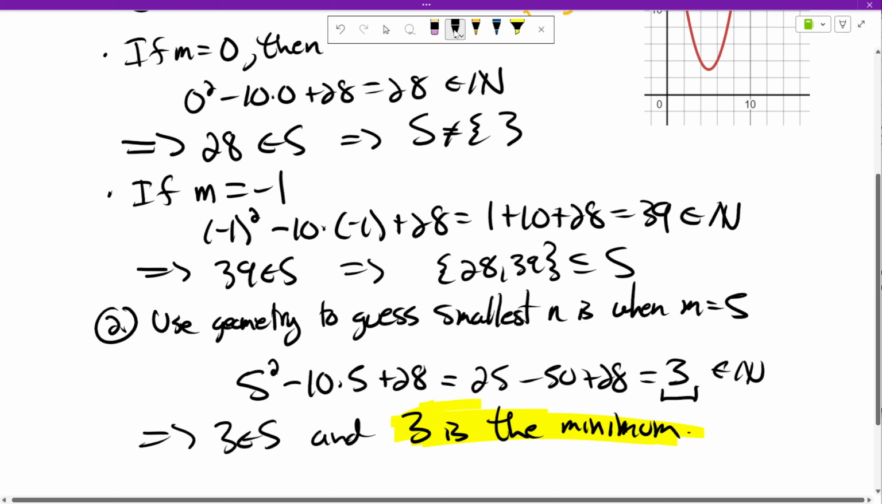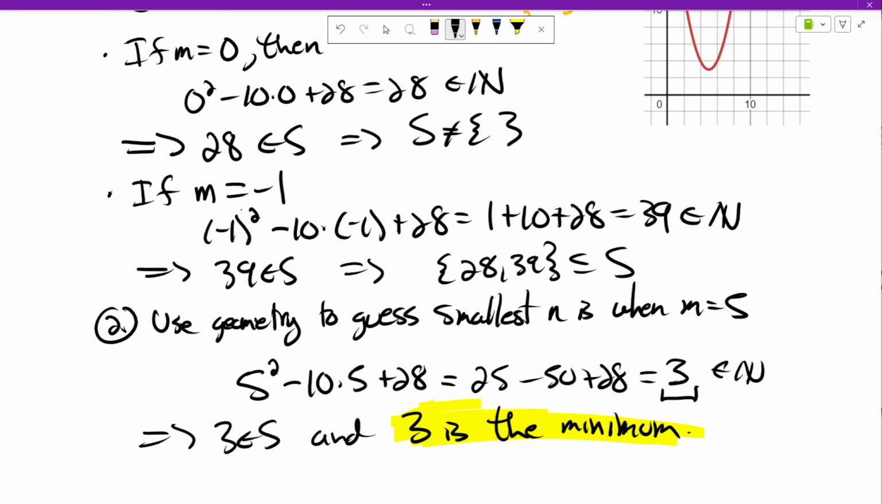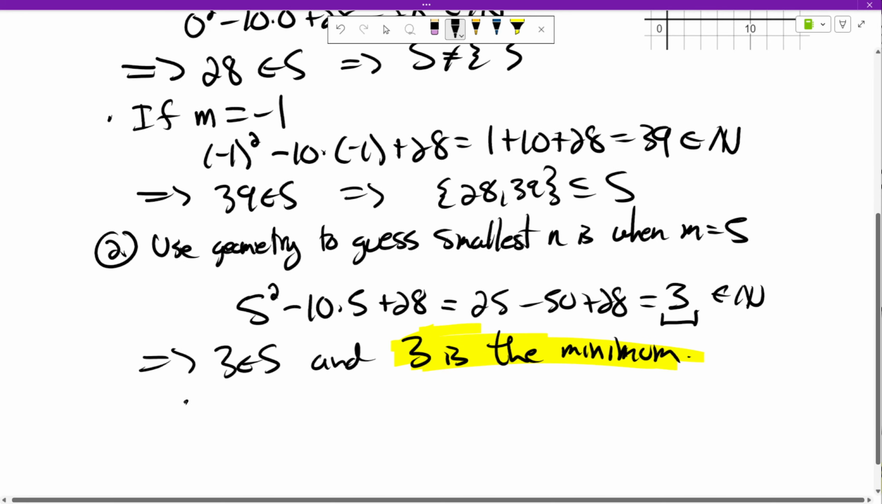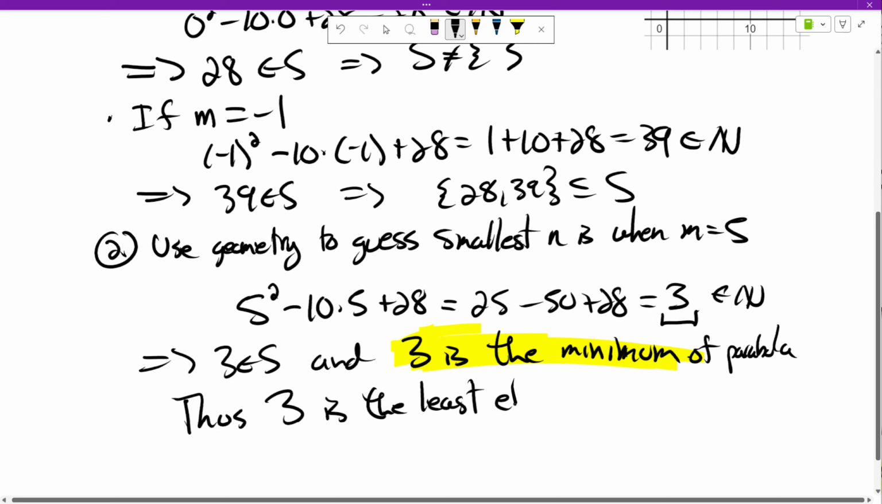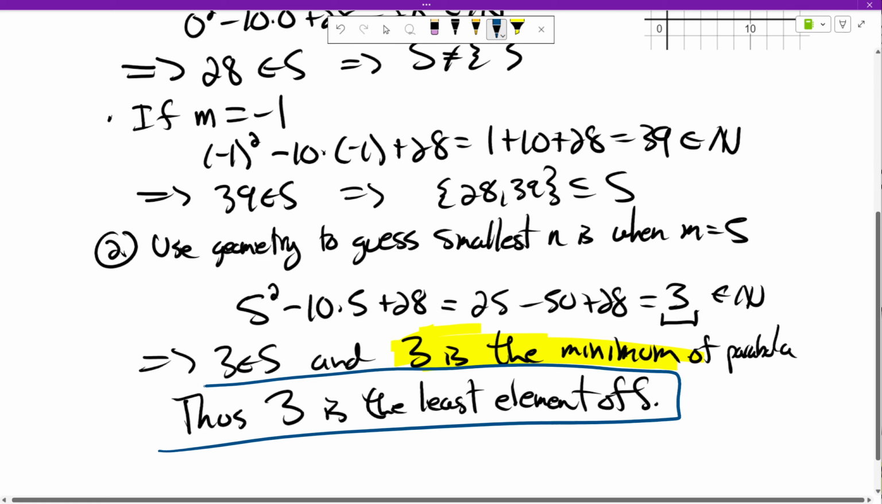Or I actually should write that a little bit better. So 3, the minimum of the parabola, is the least element of S. Okay, and this is our answer here.